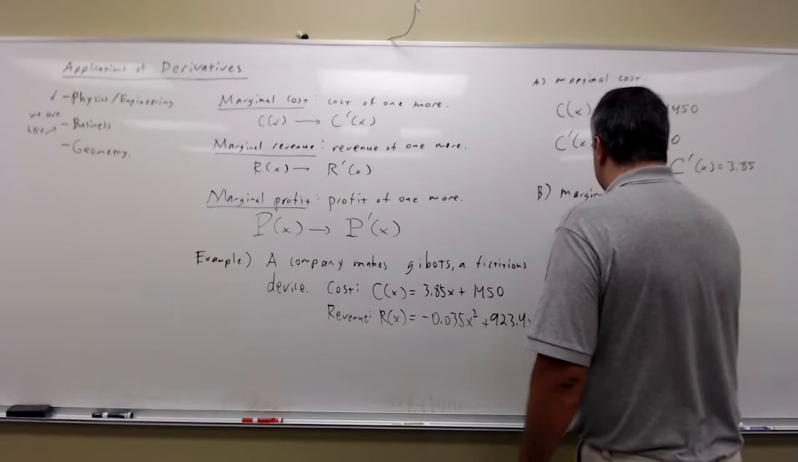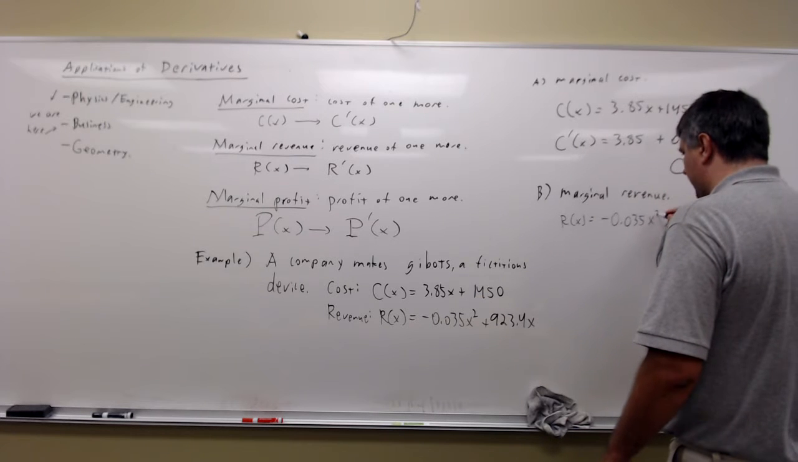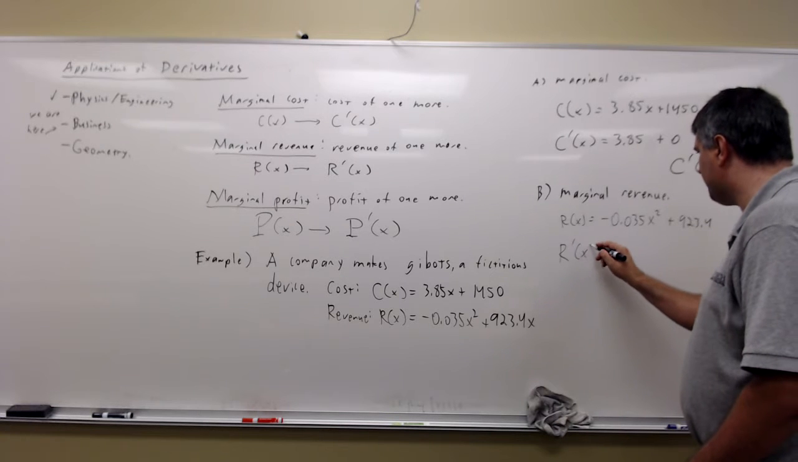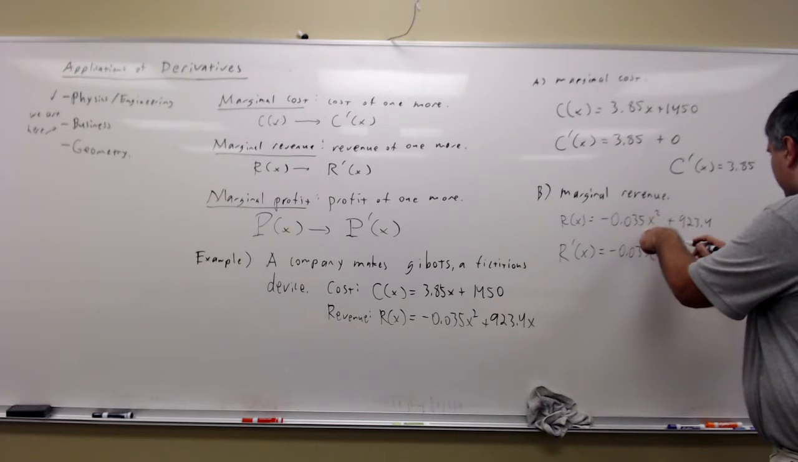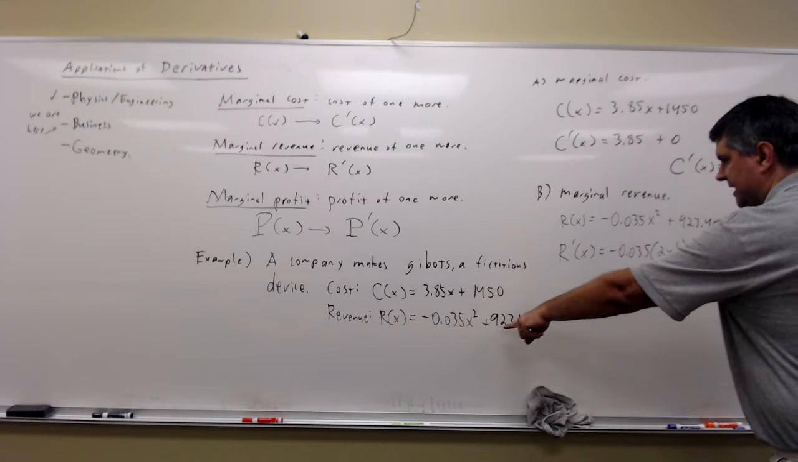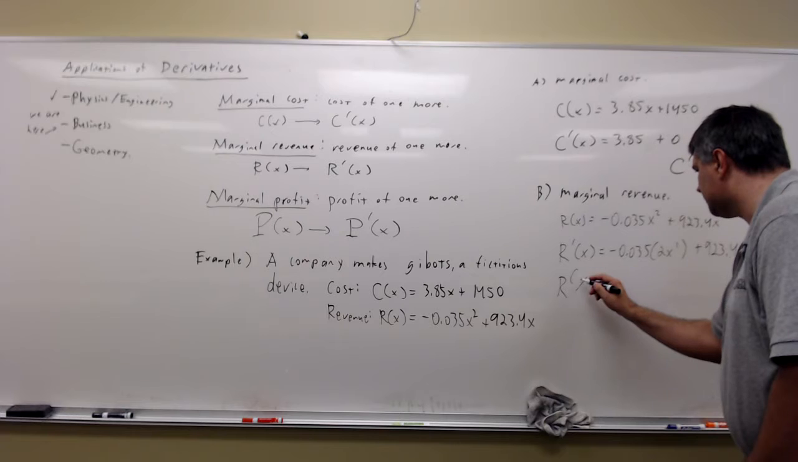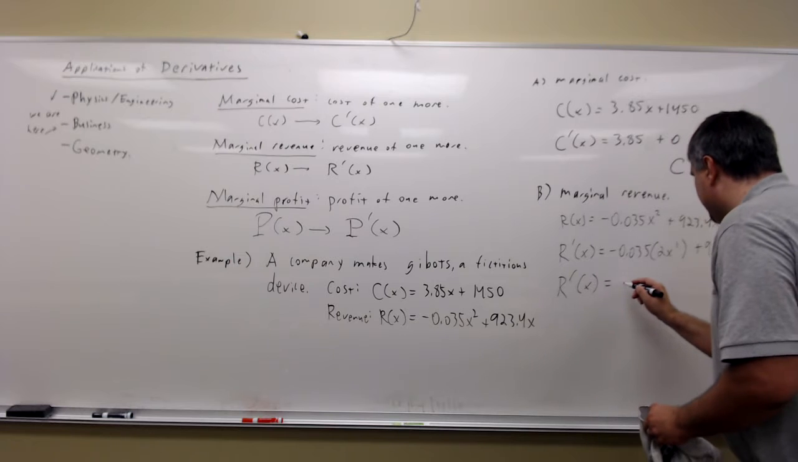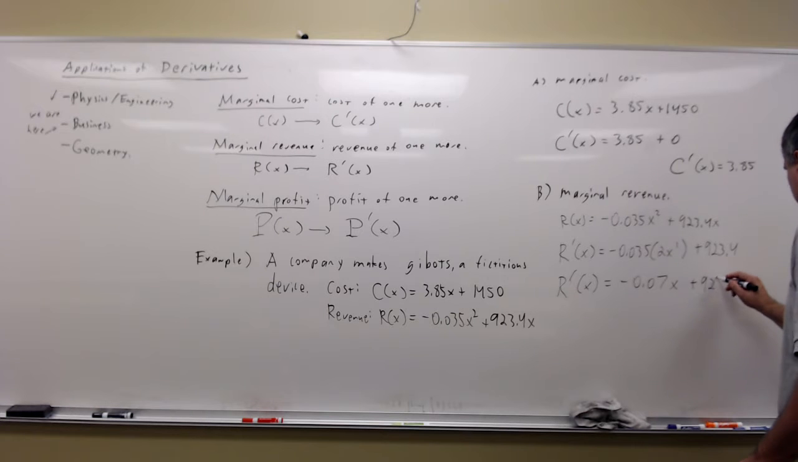Marginal revenue. If R of X equals negative 0.035X squared plus 923.4X, the marginal revenue R prime of X would be negative 0.035 times 2X to the first, plus the derivative of something times X, which is just the something. So R prime of X equals negative 0.07X plus 923.4.